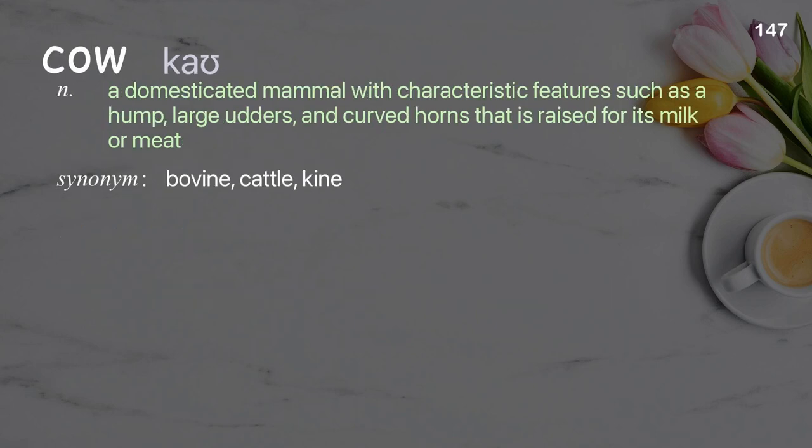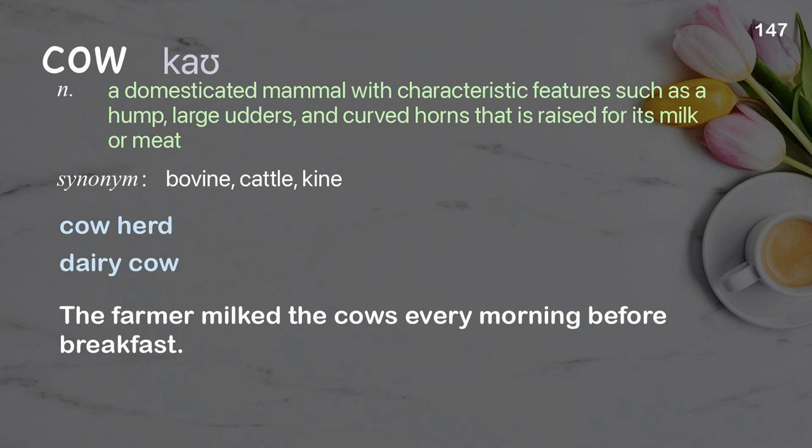Cow. A domesticated mammal with characteristic features such as a hump, large udders, and curved horns that is raised for its milk or meat. Examples. Cow herd. Dairy cow. The farmer milked the cows every morning before breakfast.